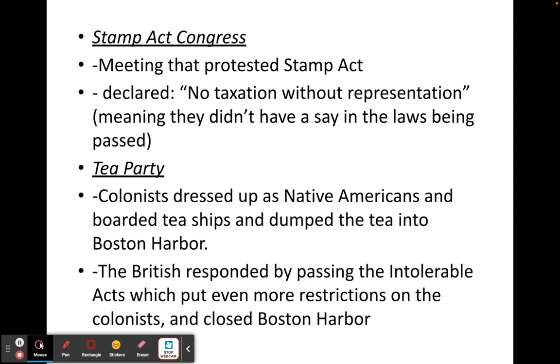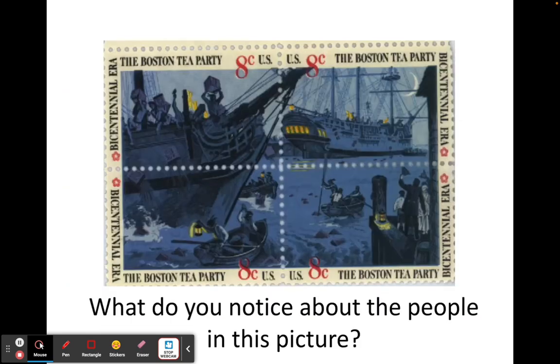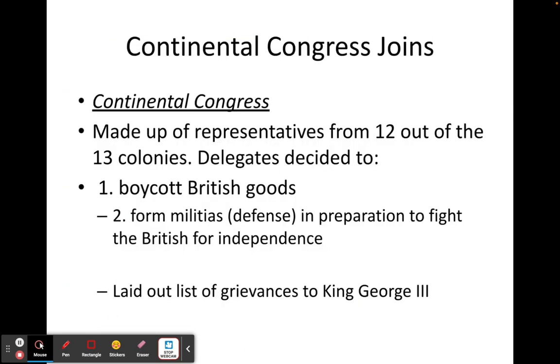So as a result of that, there is the Continental Congress that joined. This was made up of representatives from 12 of the 13 colonies. They travel to Philadelphia and they try to figure out, what are we going to do about this? What are we going to do about these policy changes, about these soldiers, about these tensions?